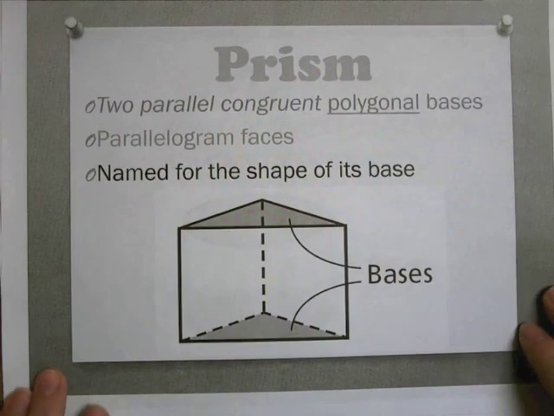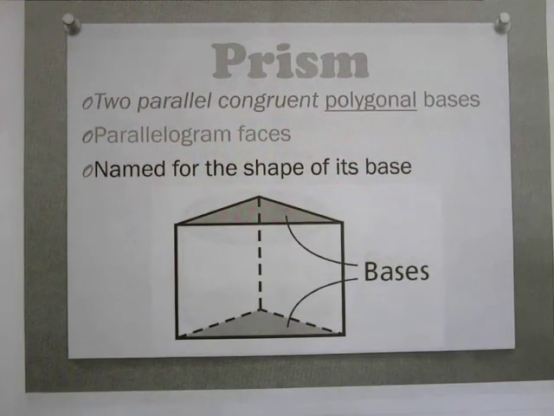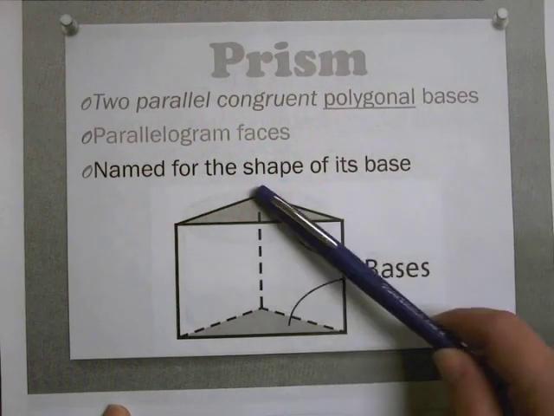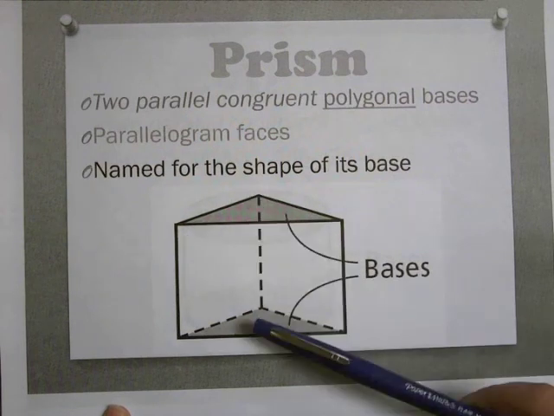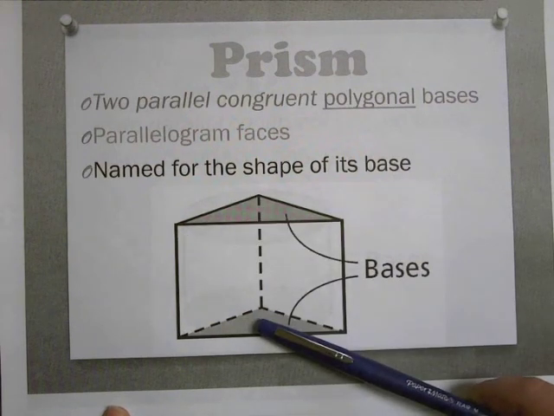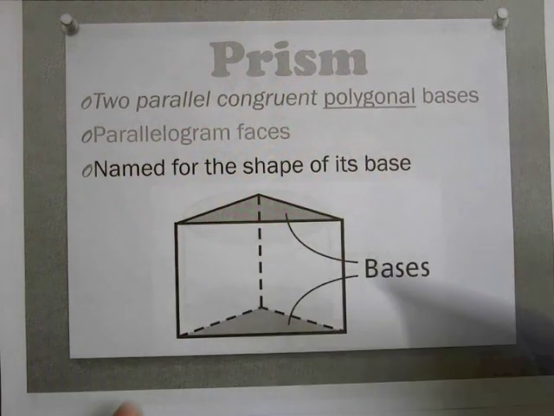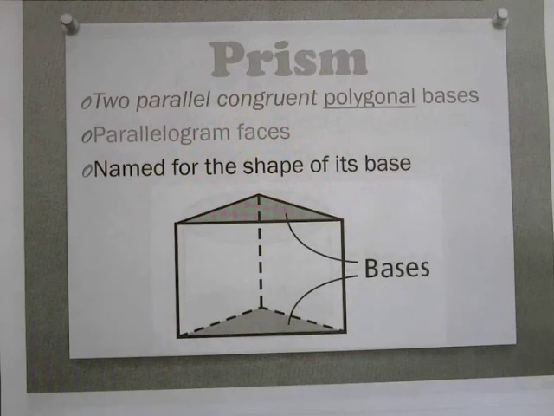All right, last semester we also talked about prisms, but let's talk a little bit more about them. Prisms have two parallel congruent polygonal bases. Okay, so in this case it's a triangular prism, that's why we name it for its shape. It has a triangle for each of the bases. Notice they are parallel and they are congruent. The parallelogram faces, well in this case it looks like they're more rectangles, but remember that rectangles are also parallelograms.